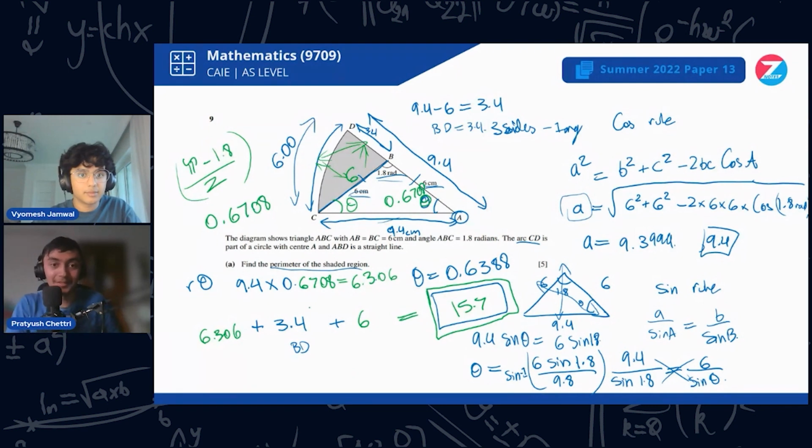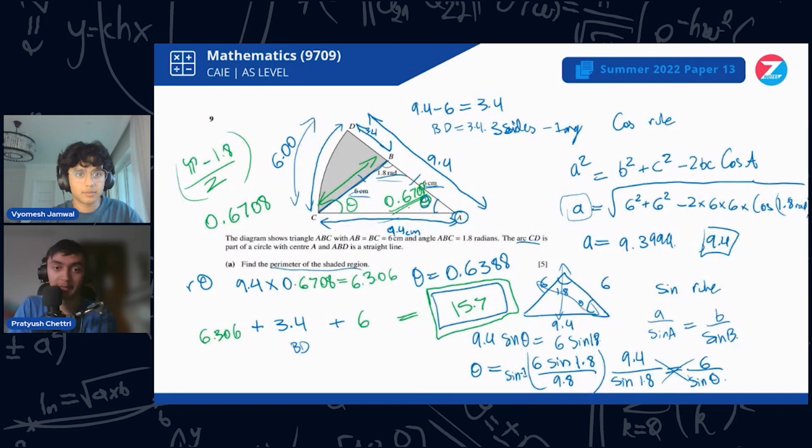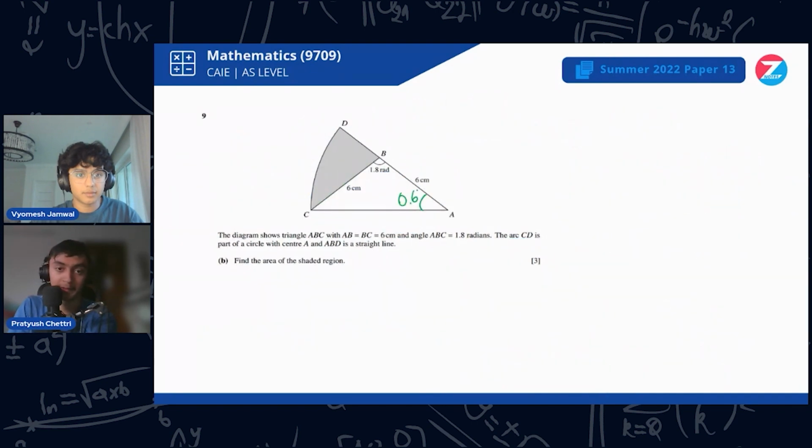Okay, so pro tip, make sure you're adding the right sides on your perimeter, not the random sides that you decided to add. And also make sure you check your angles. So let's just copy over some values. 6, 6, 9.4. Okay, go ahead.